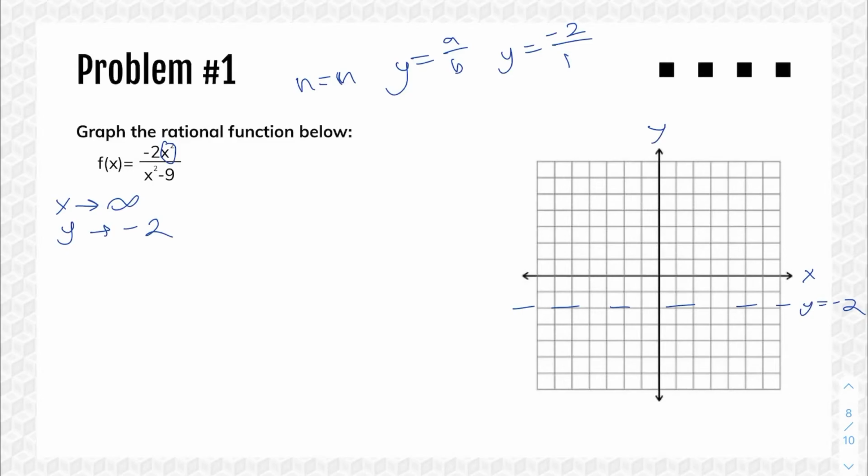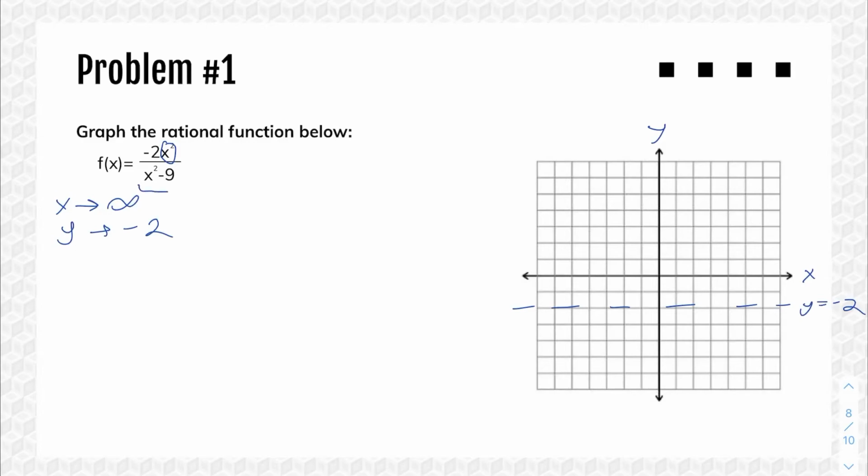Label the axes. So the curve will always get closer to this line, but never be able to touch it. Now, let's attempt to find the vertical asymptotes. We want to set the denominator equal to 0 in order to do this. So let's simplify the bottom.